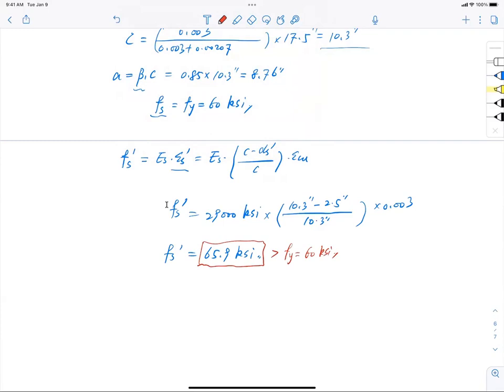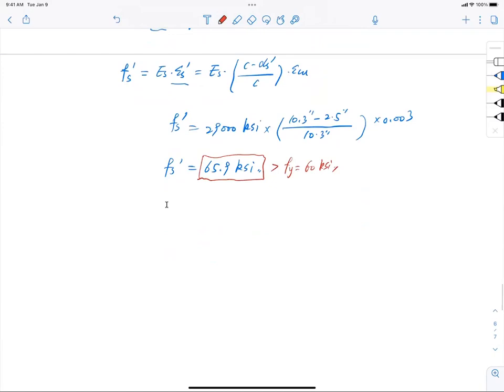But since this is a column, ACI said that's fine. If your Fs prime is bigger than Fy, then we can use Fy instead. So we keep it at 60 ksi for column compression. This is a little bit of an exception. Keep it at 60 ksi, do not go above that, all right?